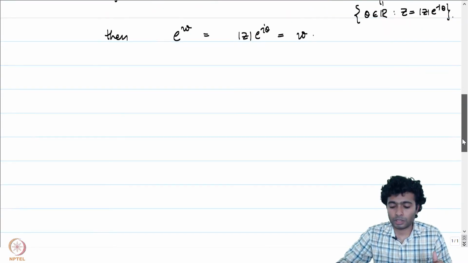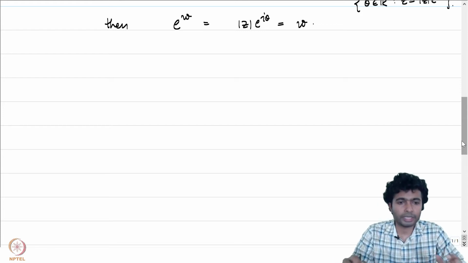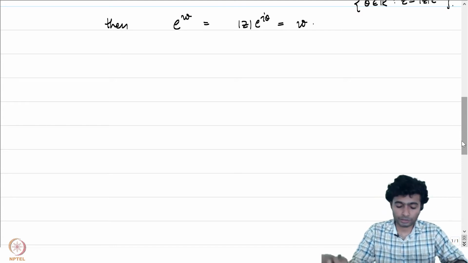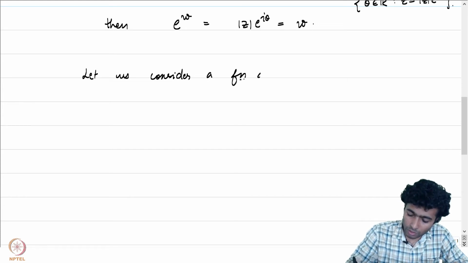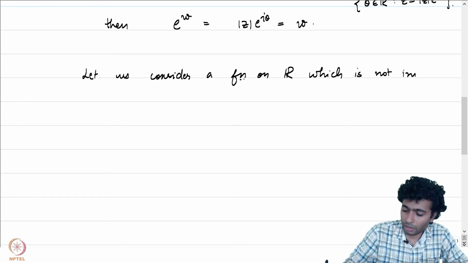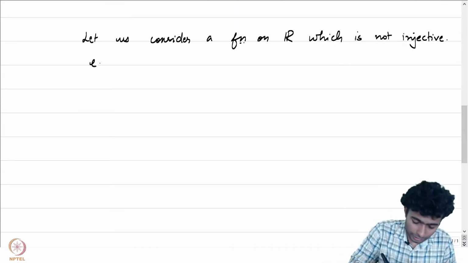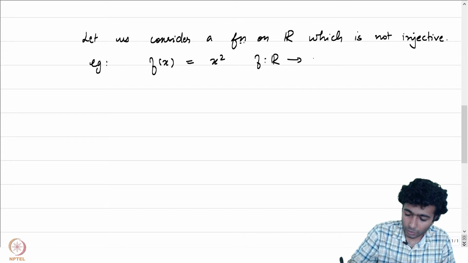So let's try to define one such function, and in order to do that, let's revisit from the real analysis setting what we did when we encountered real valued functions. So let's consider a function on R which is not injective, and let's try to see how we defined an inverse of it. So for example, let's consider f of x equal to x square, the function from R to R, or to be more precise, from R to [0, infinity).